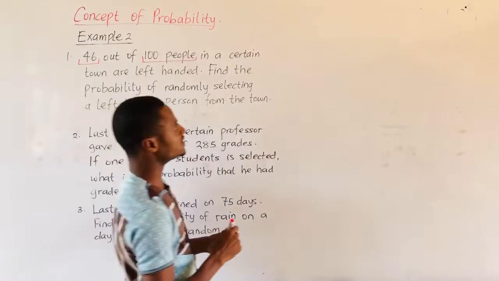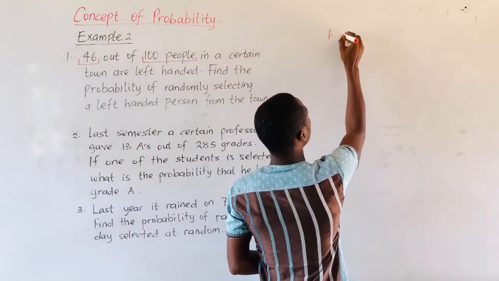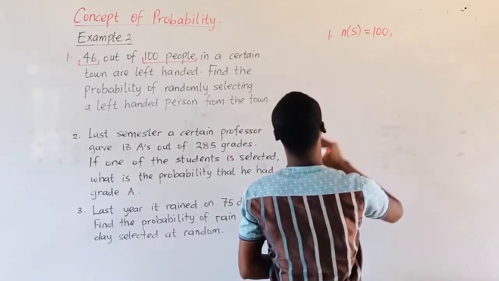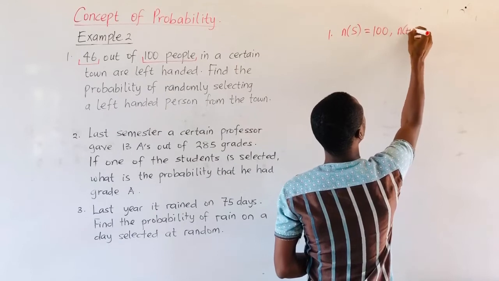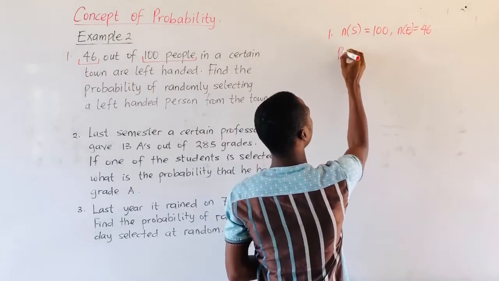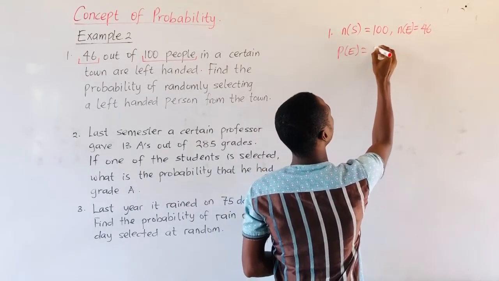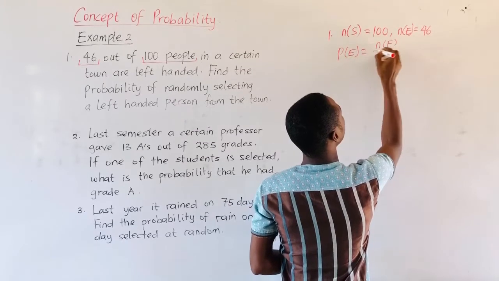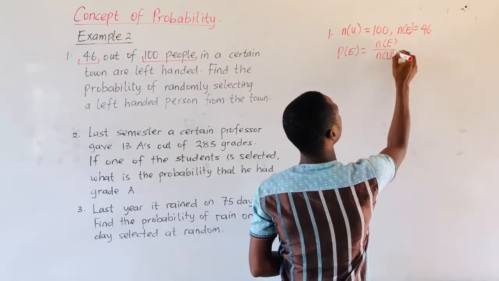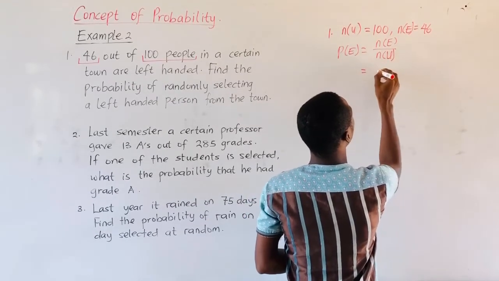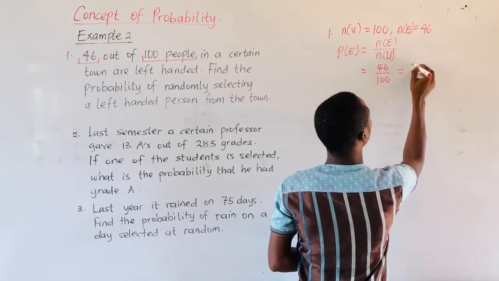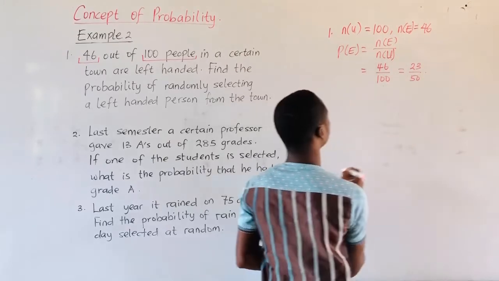And so for this question, the number of elements in our sample space is 100 people. And the number of elements in the event is the 46 selected from the 100 people. Then our probability of that event occurring, which is the number of elements in the event over the number of elements in the sample space, we represented that by U, and that will give us 46 over 100. In the simplest form, we will have 23 over 50.